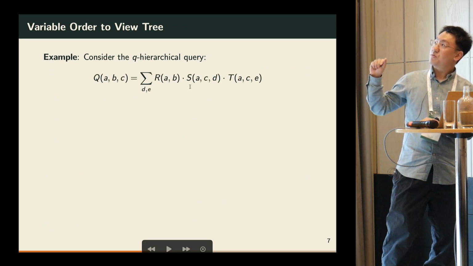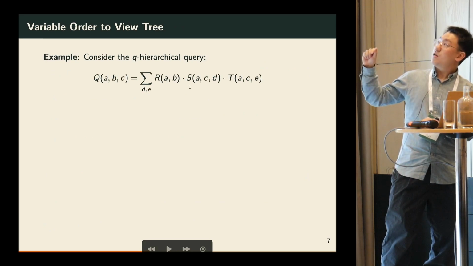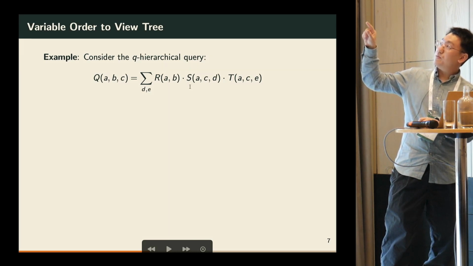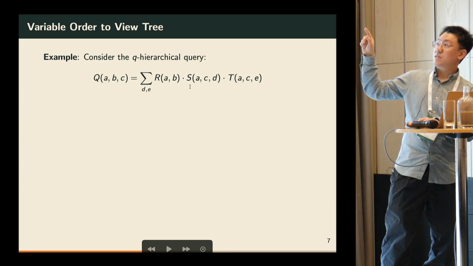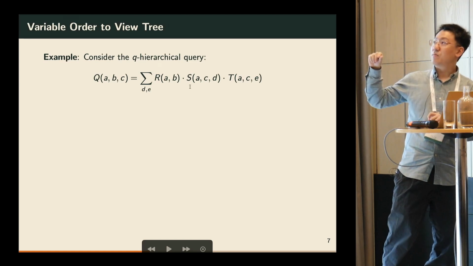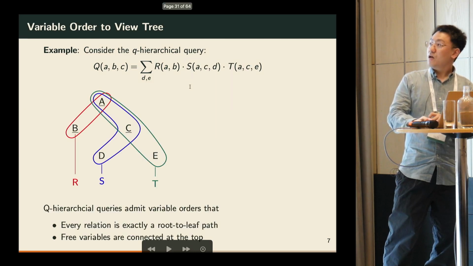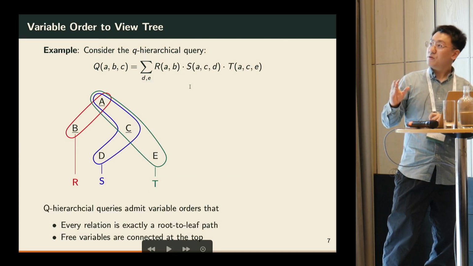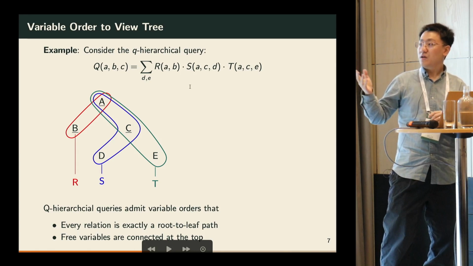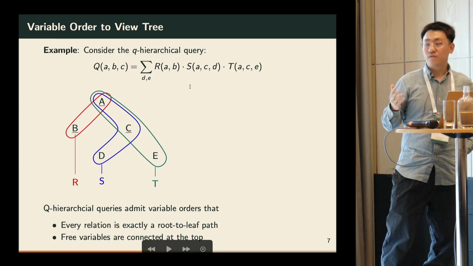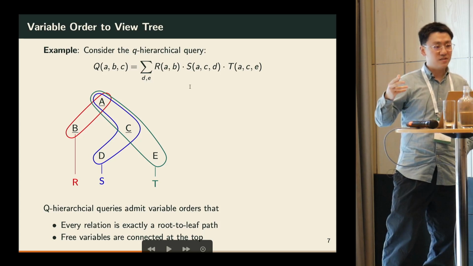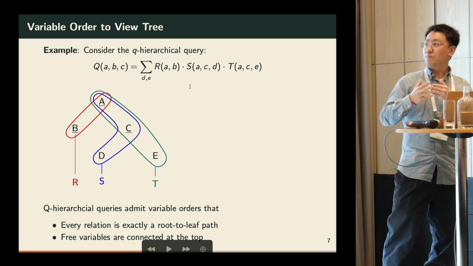Let's consider this Q-hierarchical query, which is the join of R(A,B), S(A,C,D), and T(A,C,E). And we have the free variables A, B, C. That is, we want to enumerate the ABC tuples in the query result. For Q-hierarchical queries, we can construct such a variable order. A variable order is a tree of variables, and it serves as guidance for how we process the query.